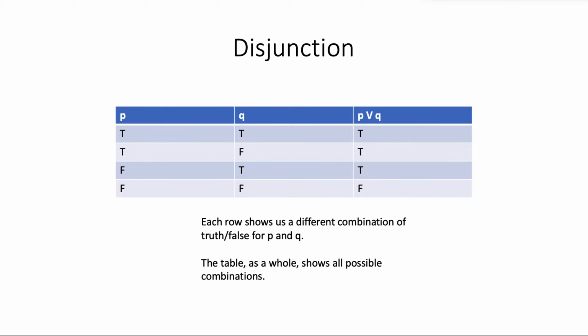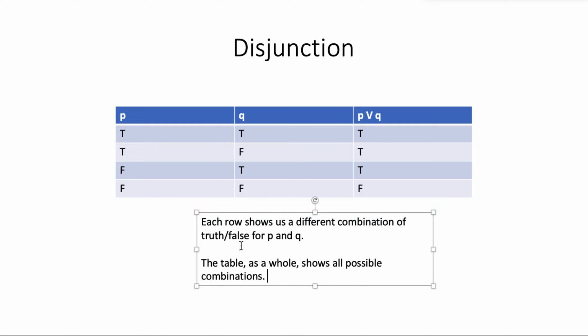So two things are just worth making super clear. Each row shows us a different combination of true or false for P and Q. So we have 4 rows in our truth table in total because we have 2 different variables, and each variable can take 2 possible truth values, either true or false. And so all up, there are going to be 4 different possible combinations of truth values. So each row shows us a different combination, and the table as a whole shows all possible combinations.